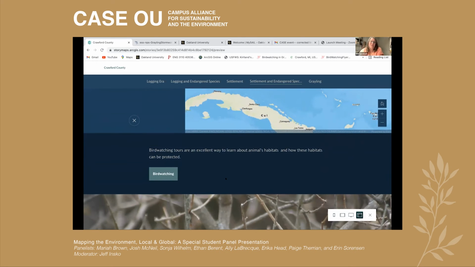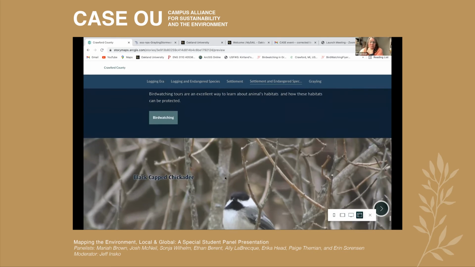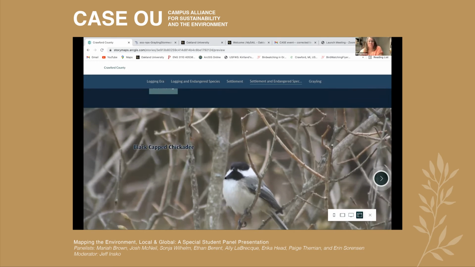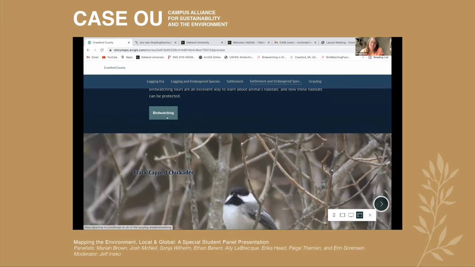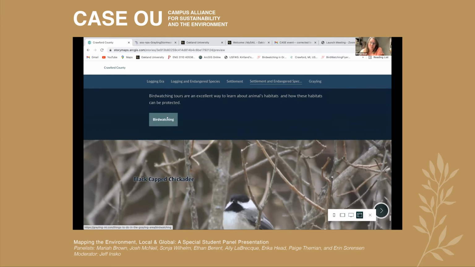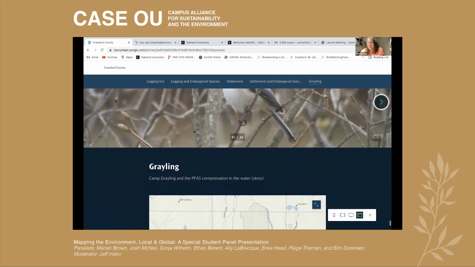So I started off with bird watching, and it just evolved, and I didn't want to take the bird watching out because they have a lot of really cool pictures in there. And this is a link to some bird watching tours you can take. And, of course, for the Kirtland's warbler, it is located out of Hartwick Pines, which was at the beginning.